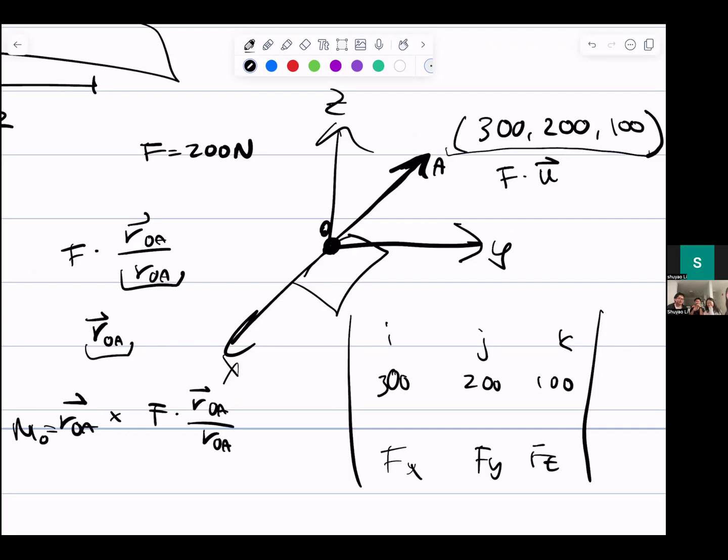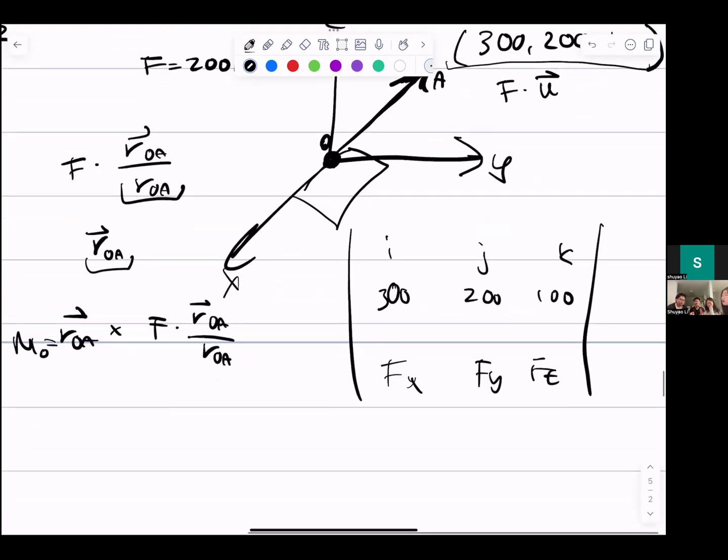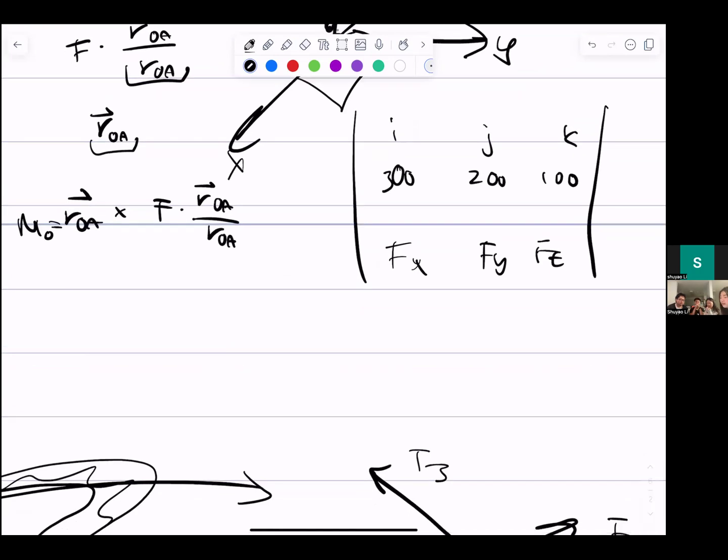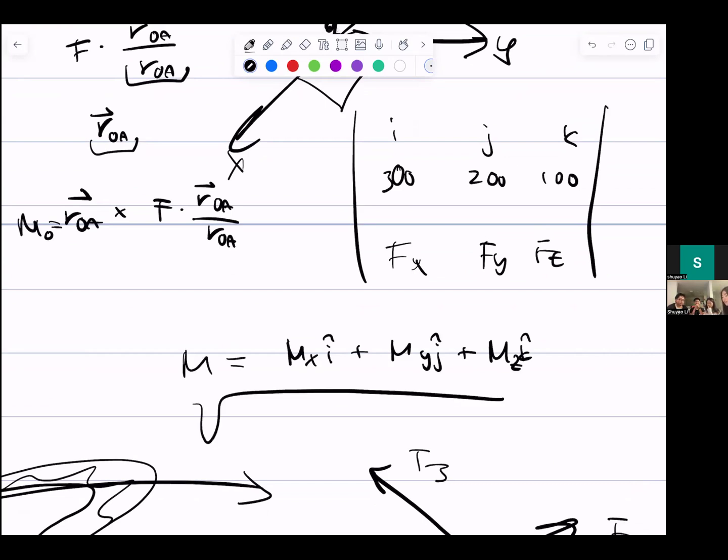This cross product is going to give you a moment in Cartesian form, so it would just be moment x plus moment y plus moment z. This is the form we get because we're cross producting. And if you want the magnitude, you just use the Pythagorean theorem. Any questions? I don't think so. Okay.